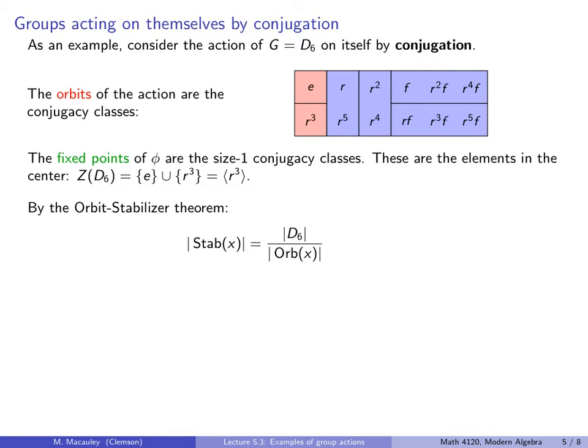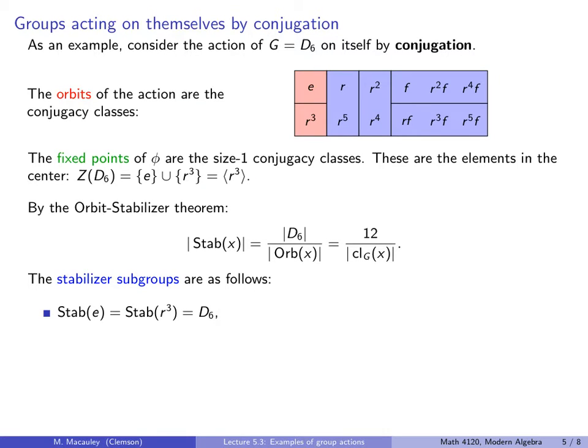By the orbit stabilizer theorem, the order of the stabilizer of X is the order of the group D6 divided by the size of the orbit of X. Now normally we write the orbit stabilizer theorem by putting the orbit on the left-hand side of the equation, or at least on the same side as the stabilizer, but this is clearly equivalent. So this is 12 divided by the size of the conjugacy class. The stabilizer subgroups are as follows. First of all, the stabilizer of the identity and the stabilizer of r cubed is everything. This is the whole group D6.